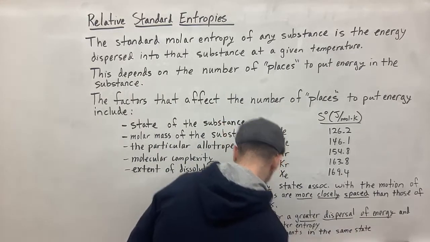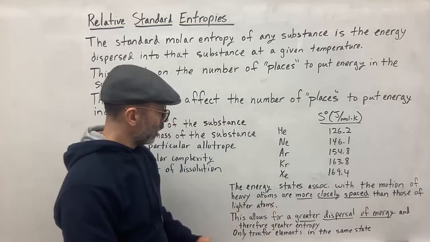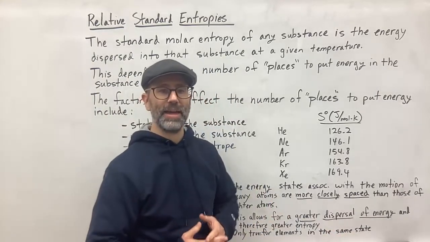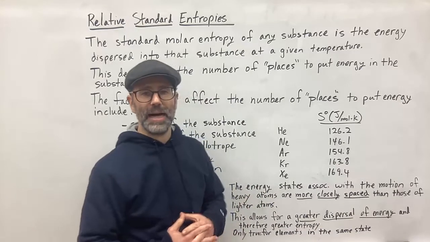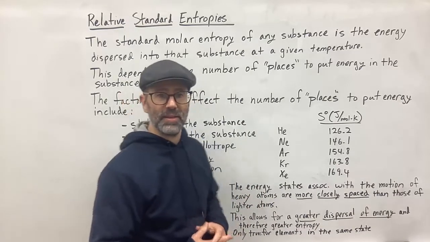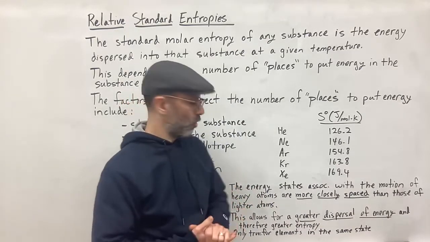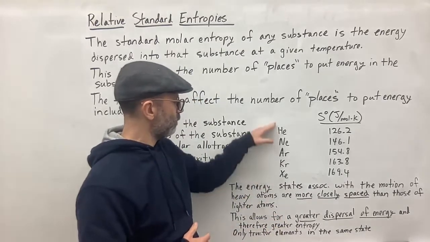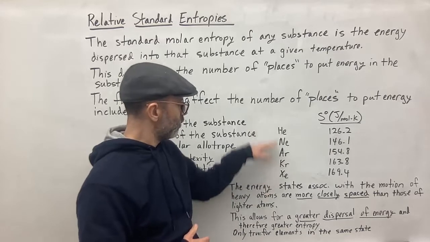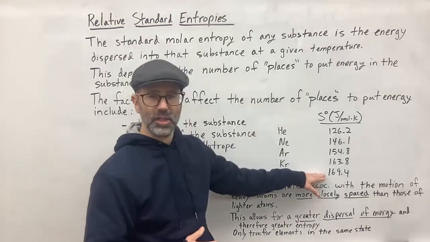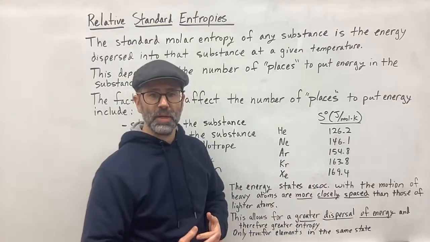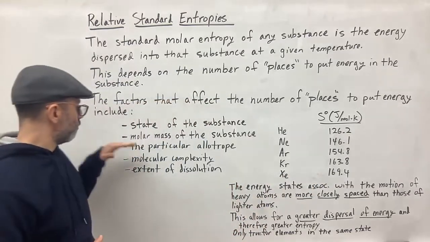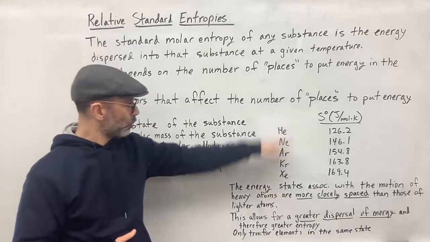This is only true for elements in the same state because differences in state have a larger effect on entropy than, say, the molar mass. So this is true only if we have these in the same state. So these are all gases, so you can see that the entropy increases. And so that is the effect of molar mass on molar entropy.